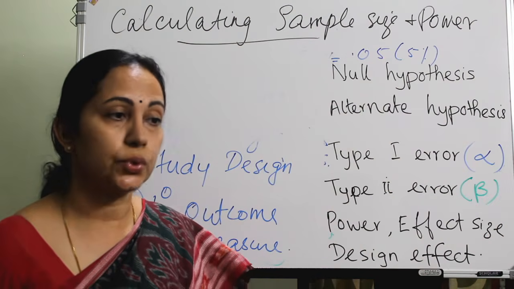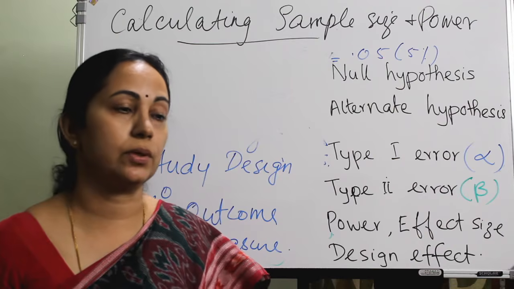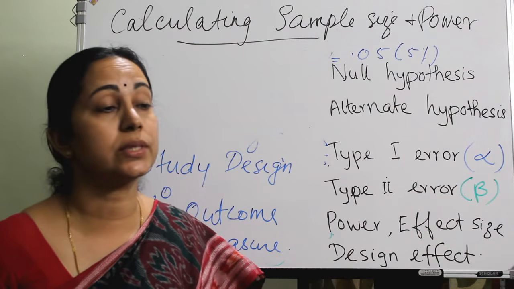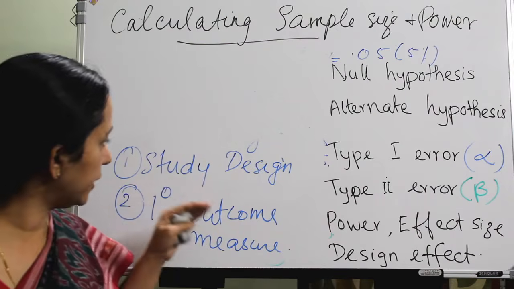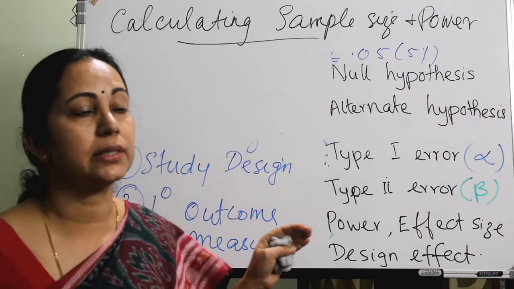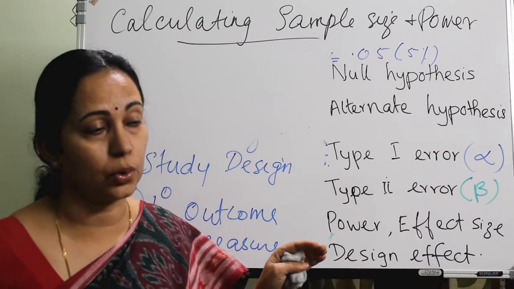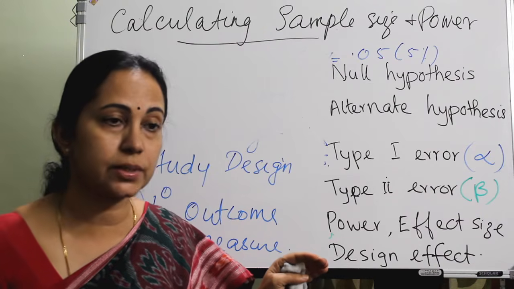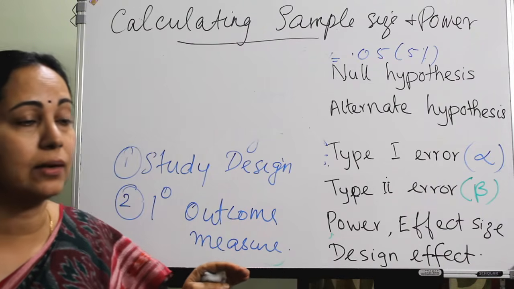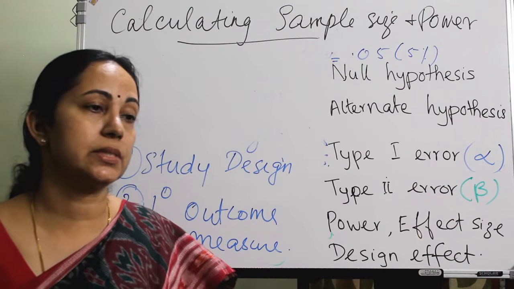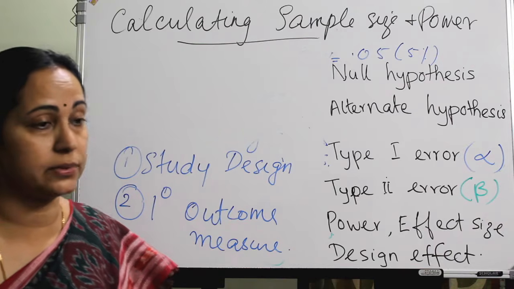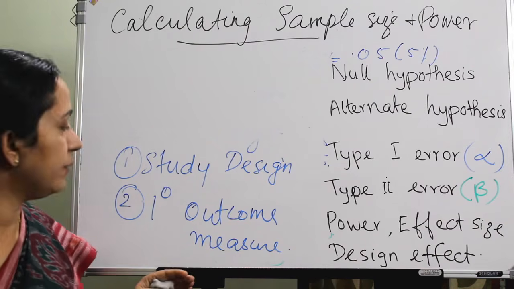That is why you should not think that always the formula for sample size calculation is 4PQ by D. Don't think like that. It will vary depending upon the study design, whether it is a cohort study, whether it is a case control study, whether it is a clinical trial, or you are doing a cross-sectional study. This sample size calculation formula will vary.